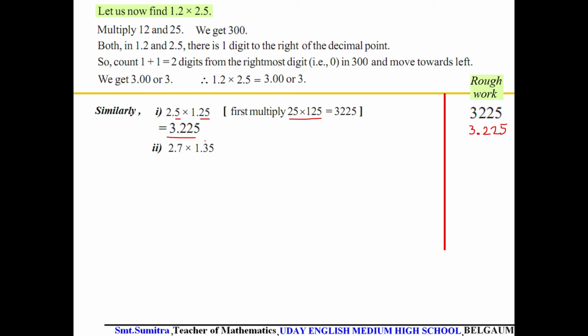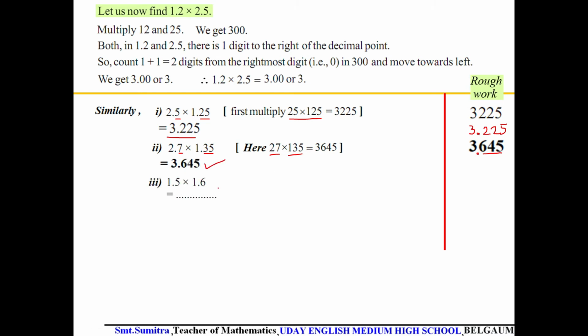One more example. 2.7 into 1.35. You multiply 27 into 135. 3645. Here let me do the rough work. After the decimal point 1 digit, after the decimal point 2 digits. So after the decimal point 3 digits must be there. So here is the answer, 3.645.